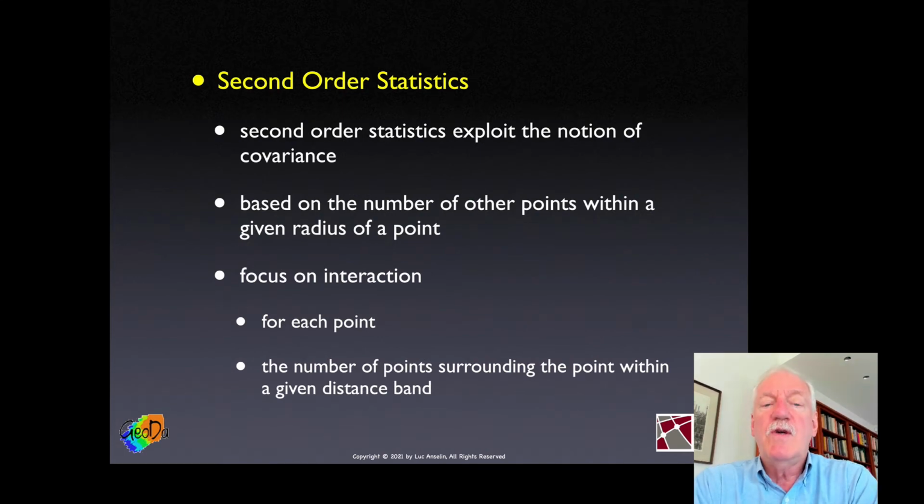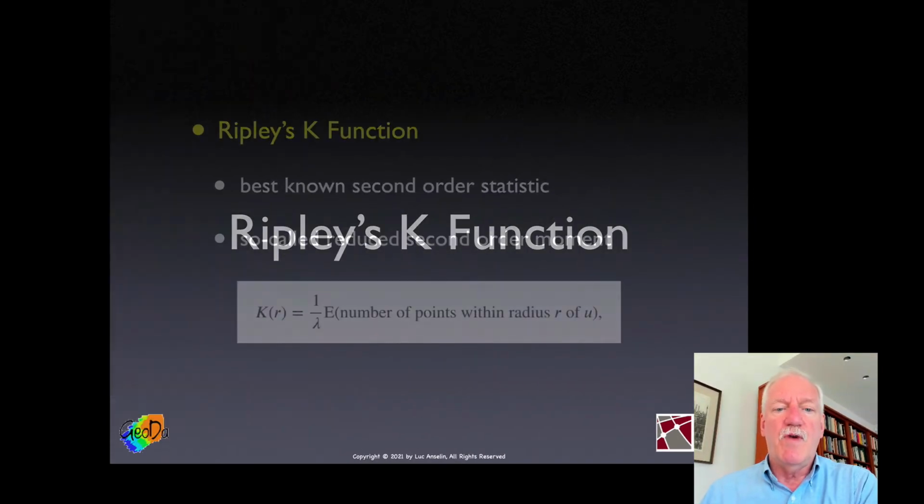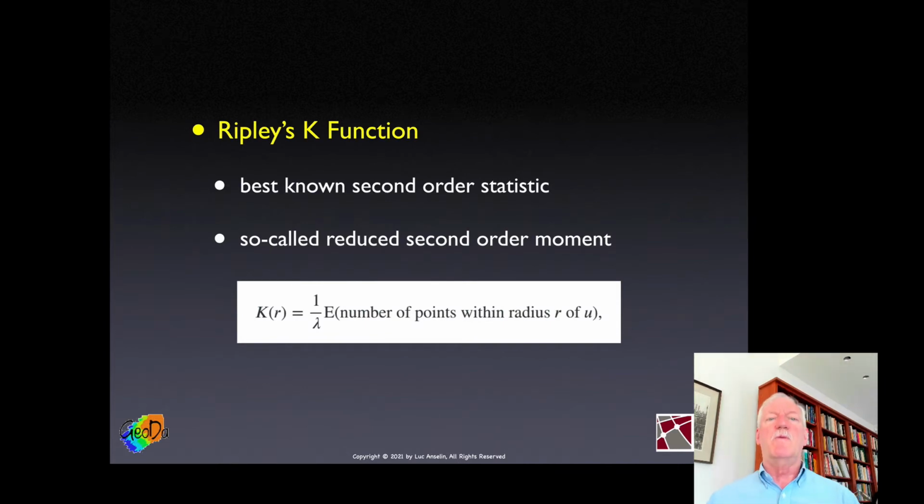They exploit this notion of covariance as the number of other points within a given radius, and they can be computed very simply by just counting how many points are within increasing distances and somehow summarizing that for the whole point pattern. And that, in fact, is exactly what the K function does. So Ripley's K function is arguably the best known second order statistic, but also I think one of the best known statistics for point patterns.